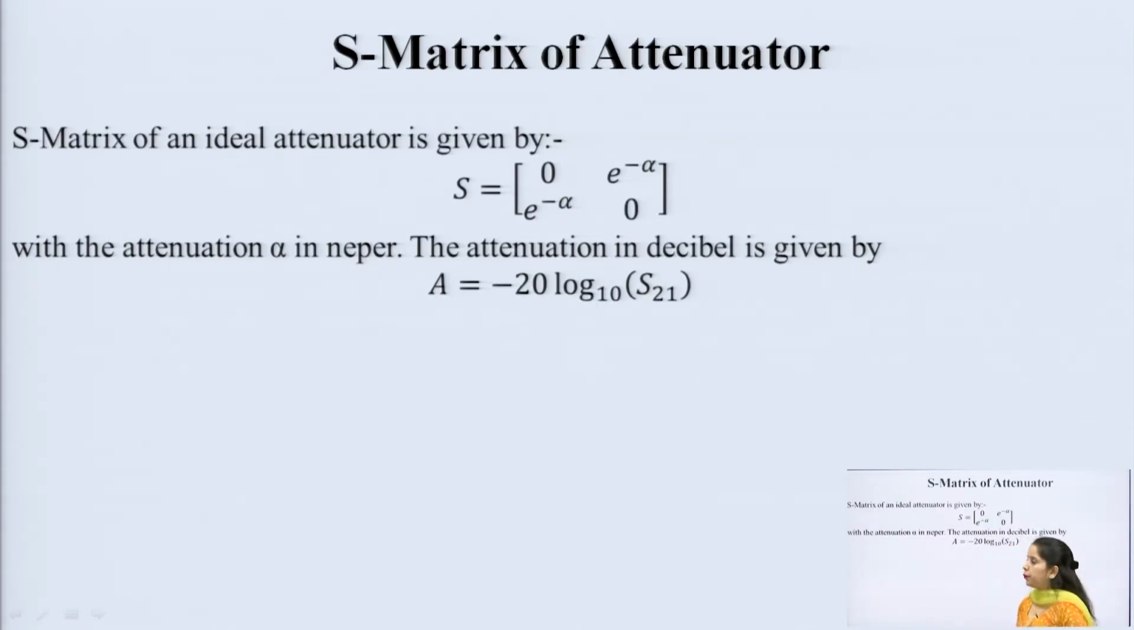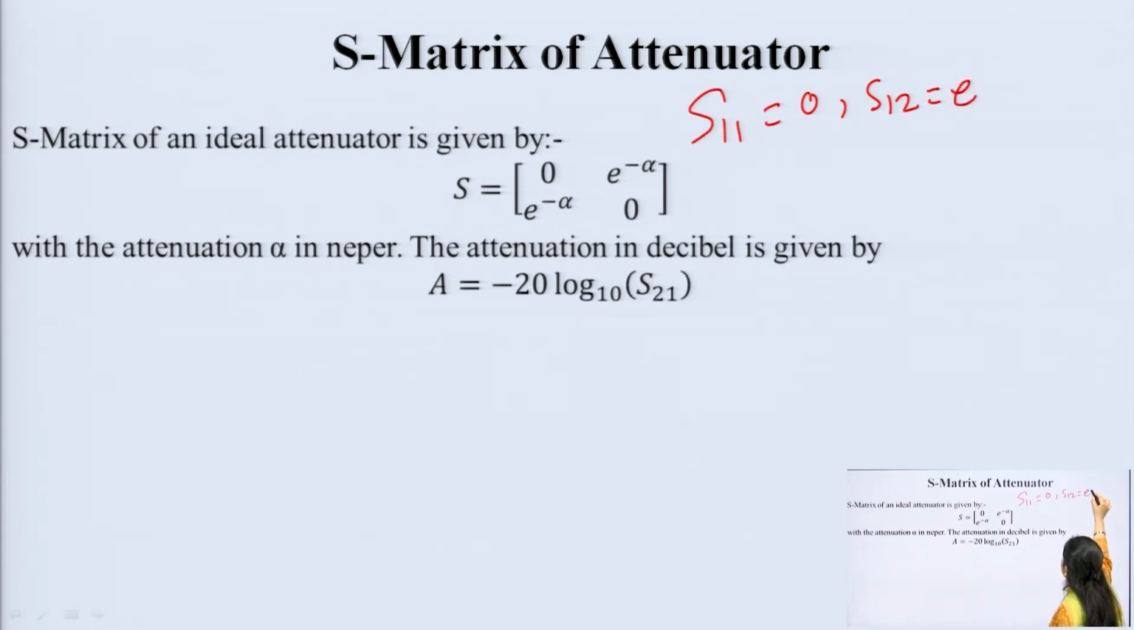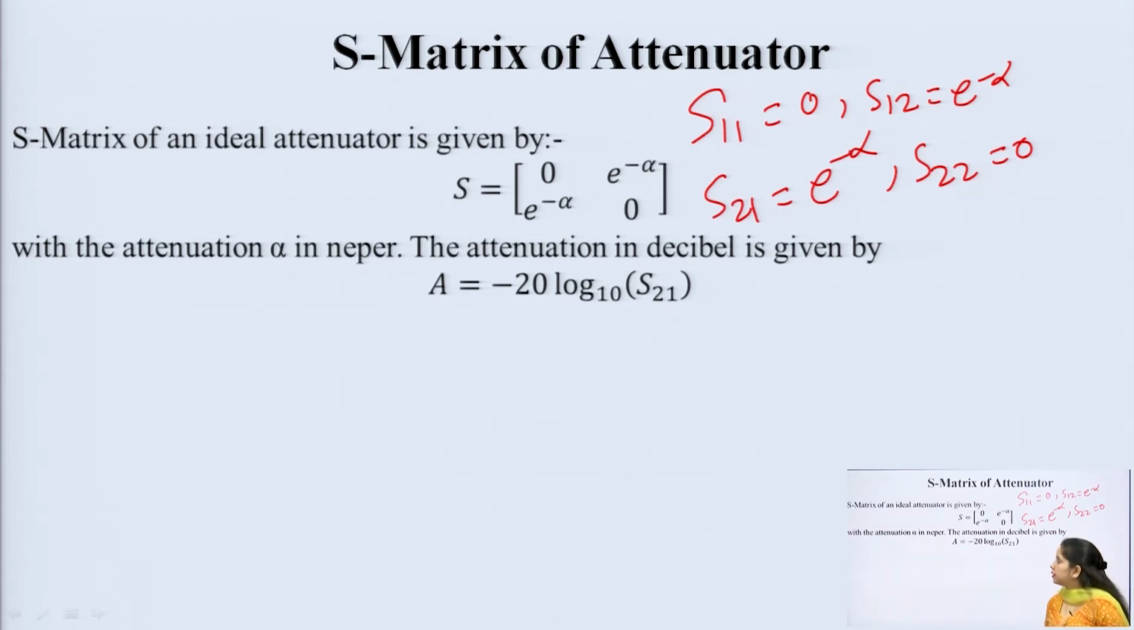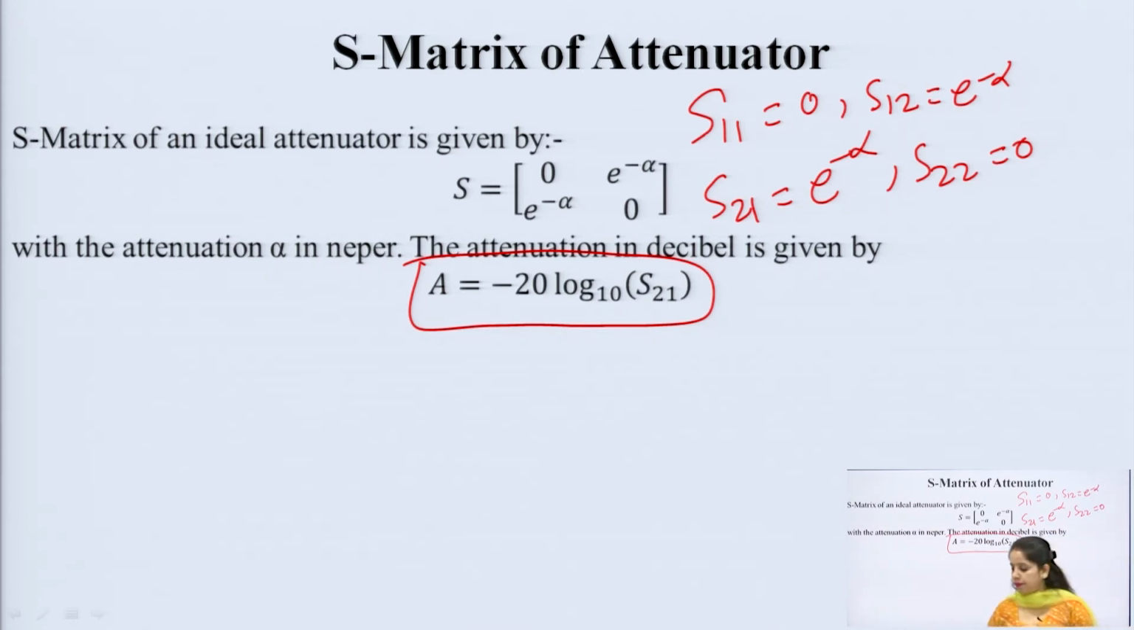Now, the S matrix of the attenuator is given by 0, e to the power minus alpha, e to the power minus alpha, 0. S11 is 0, S12 is e to the power minus alpha, S21 is equal to e to the power minus alpha, and S22 is equal to 0. Attenuation alpha is in Neper unit. Attenuation in decibel is given by this formula, where A is equal to minus 20 log to the base 10 of the magnitude of S21.